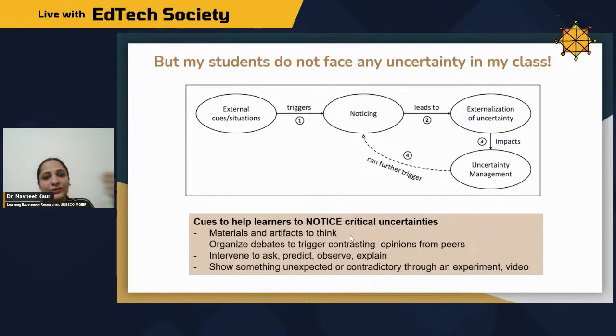So when learners see those straws, these questions will trigger in their mind. Then you can organize some debates where some contrasting opinions are put forward, and learners start talking about the important questions. You can always intervene and ask questions. You can use strategies like asking questions to predict something, observe something, and explain that. So that will help them engage in or think about the questions that are important to the topic. And of course, you can show them something unexpected or contradictory through an experiment or video that will motivate them, excite them, and they'll start asking questions.